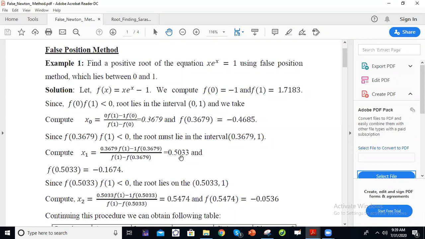Is this a root? We check f of 0.5039. This equals 0.1674. Okay, f of x1 is not equal to 0. x1 can't be the root here; x1 is not our desired root. So again we find the next approximate solution x2.